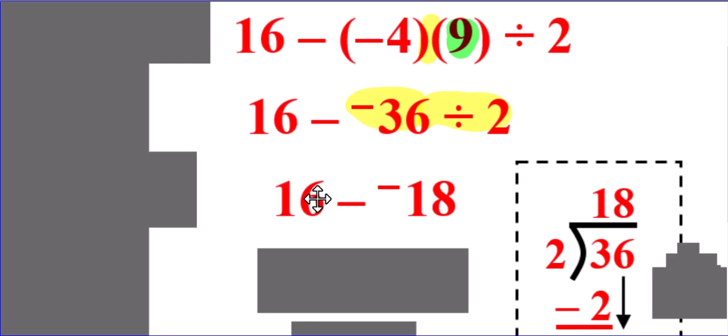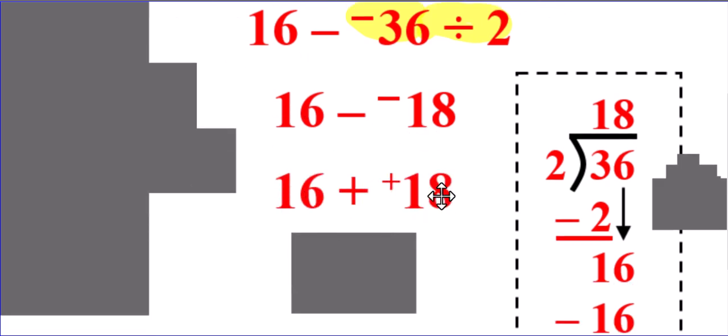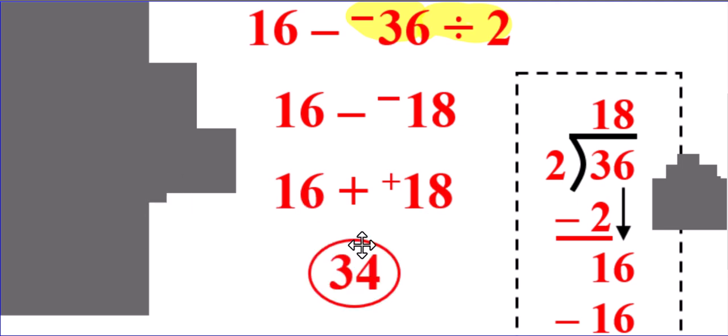Bring down the minus, bring down the 16. Subtraction is the same as adding the opposite. And then 16 plus 18 is going to give you 34.